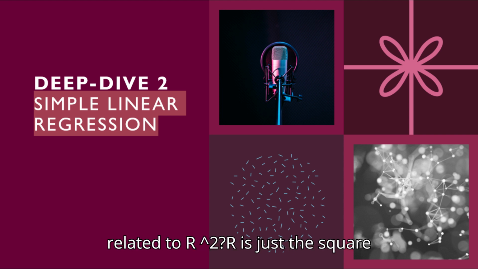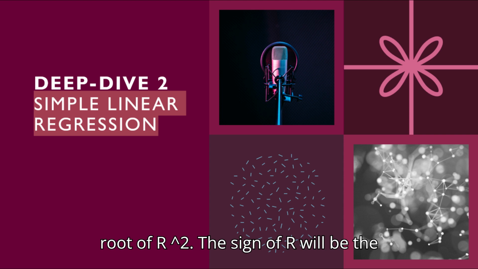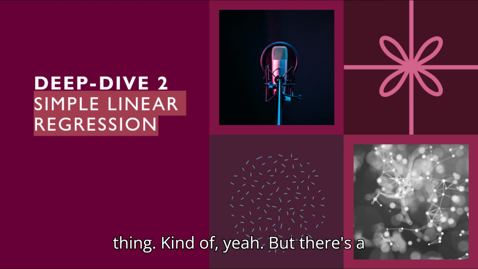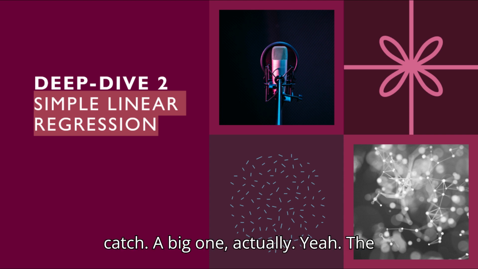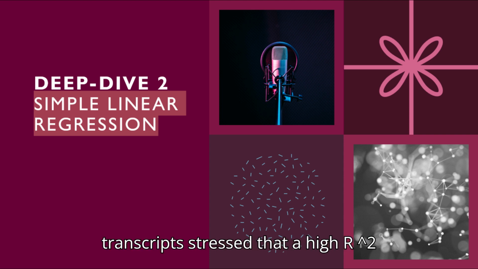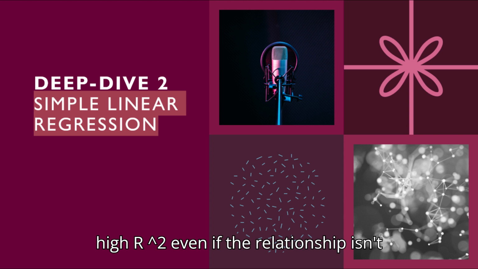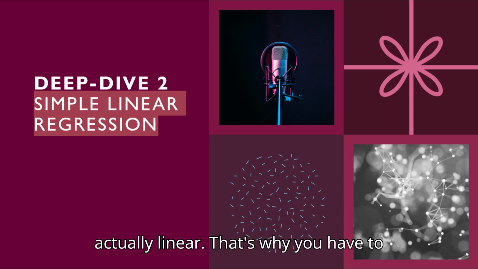And how is R related to R squared? R is just the square root of R squared. The sign of R will be the same as the sign of the slope, B1. Okay, so they're basically measuring the same thing. Kinda, yeah. But there's a catch, a big one actually. The transcripts stressed that a high R squared doesn't mean you have a good model. Really? Why not? Because you can have a high R squared even if the relationship isn't actually linear.